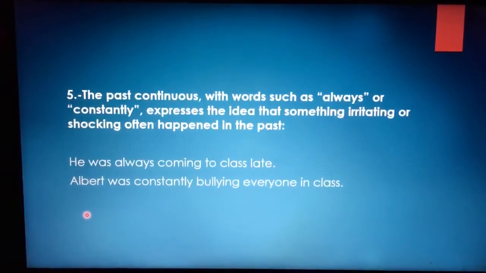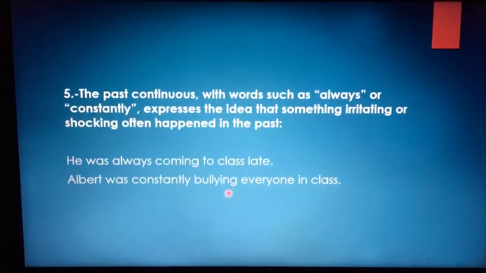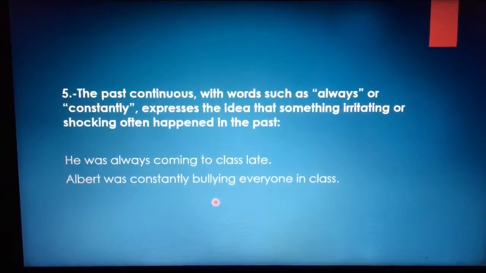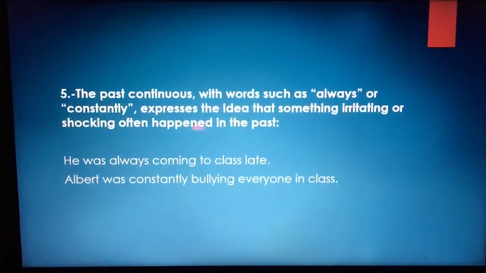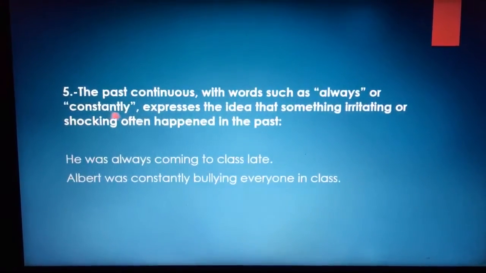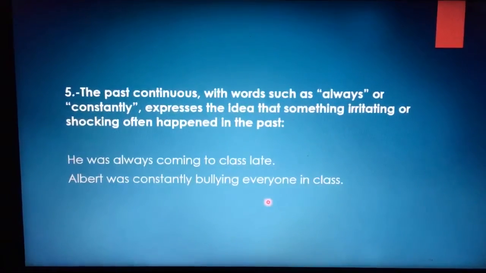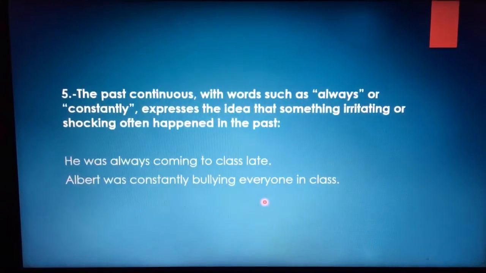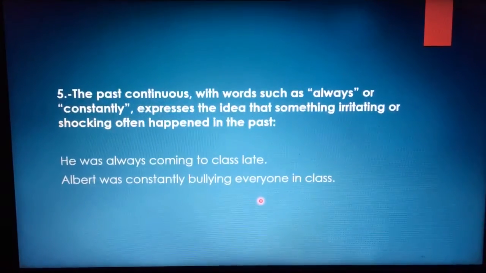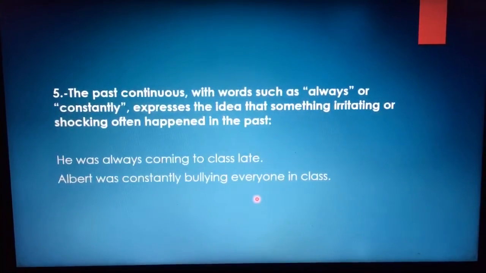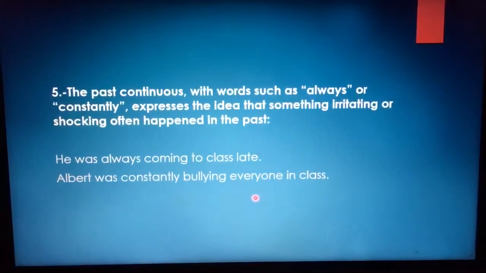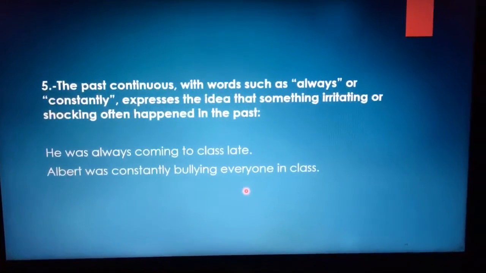Okay, Albert was constantly bullying everyone in class. So now we have the other keyword, constantly. Again, the past continuous with words such as always or constantly expresses the idea that something irritating or shocking often happened in the past.